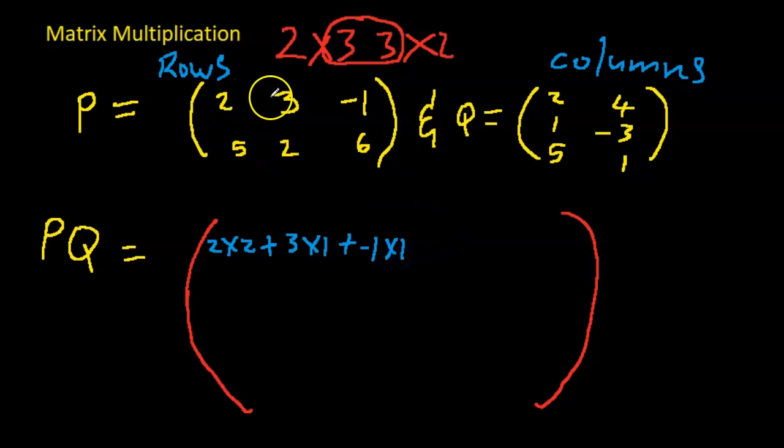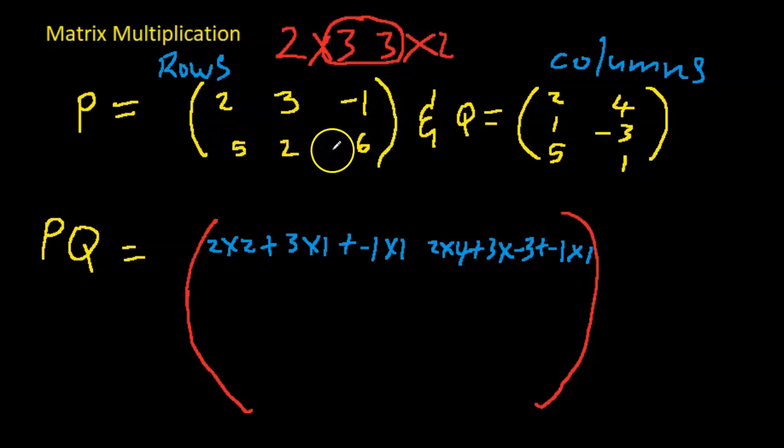Then you take the same row and apply it to the other column now. So you're applying 2, 3, negative 1 to 4, minus 3, 1. So 2 times 4 plus 3 times minus 3, right? Plus minus 1 times 1. Alright, so we are done with the top row. Let's deal with the second row now.